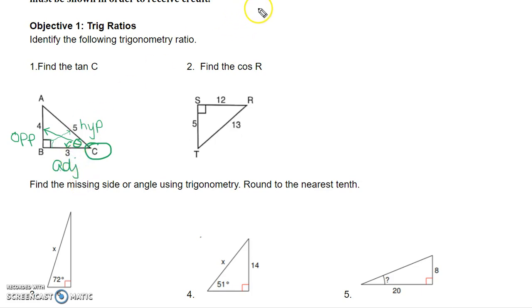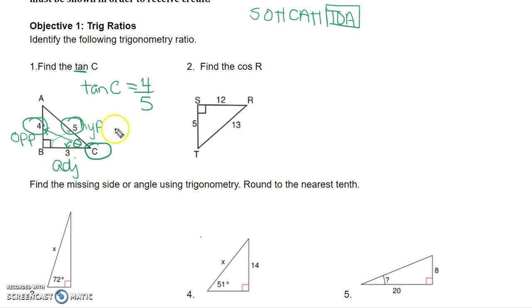Now, for my trig ratios, we've been using SOHCAHTOA, so I'm going to write it up here, SOHCAHTOA. That's to help us remember our trig functions, and since I want the tangent, I want to go ahead and use tangent is opposite over adjacent. So my tangent of C is equal to my opposite side, which I've labeled 4, over my hypotenuse side, which I've labeled 5. So the tangent of C is 4 over 5.